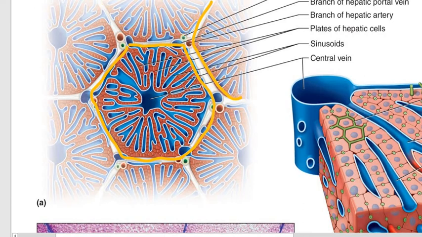Now, if you were to look at the center of that lobule, that's the central vein right there. So this is a blood vessel, and that central vein takes blood out of that hepatic lobule. So blood that's going through there is going on its way out. Well, how does blood get in to hepatic lobules?